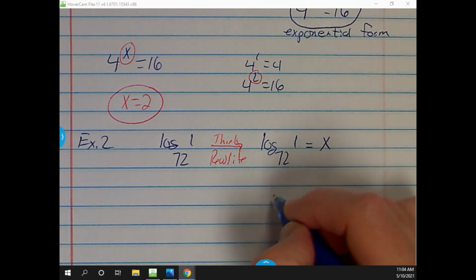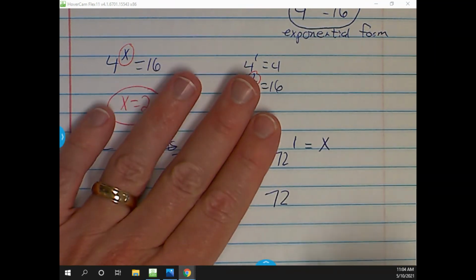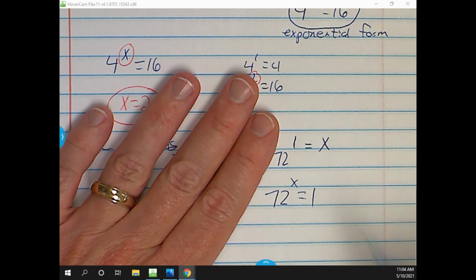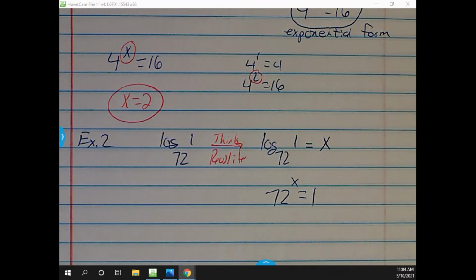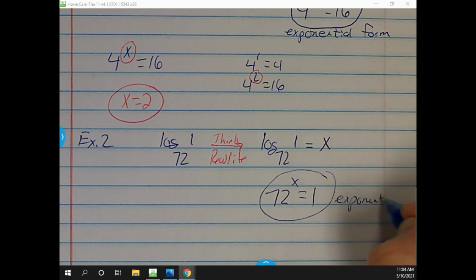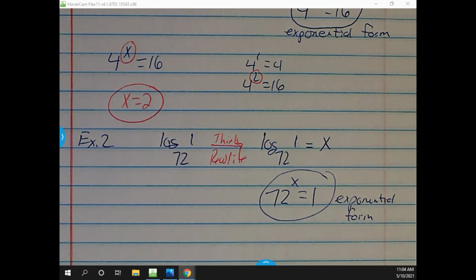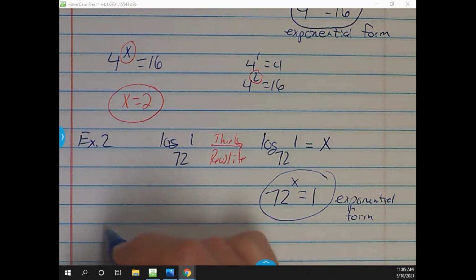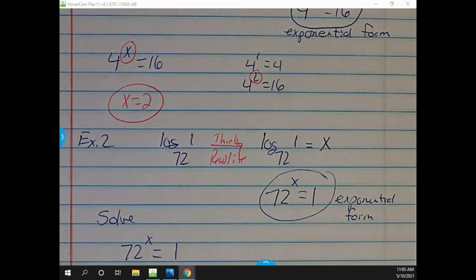Okay, so then to rewrite it as an exponential, that would be 72. Take the log off, and you just switch these two numbers. So the x will go here, and then 1 goes there. If they ask you to rewrite it in exponential form, that's what it would be. All right, then if we solve it, 72 to the x power equals 1.